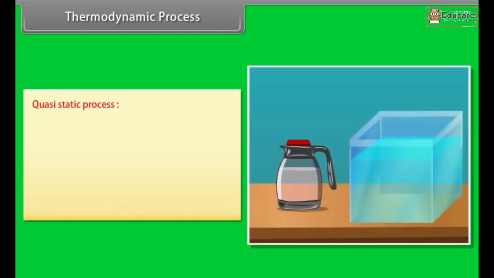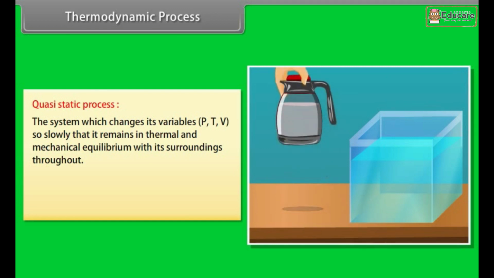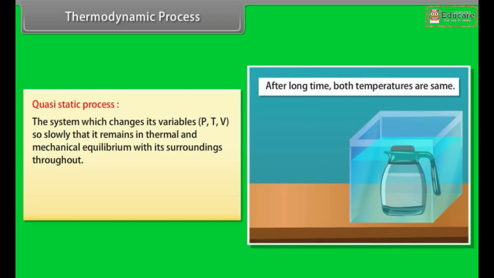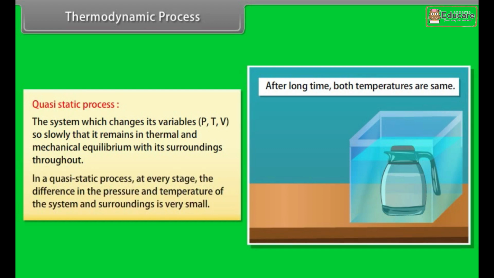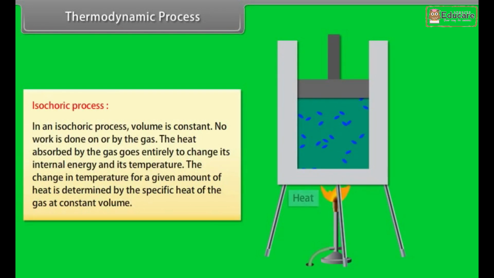Thermodynamic process. Quasi-static process. The system which changes its variables so slowly that it remains in thermal and mechanical equilibrium with its surrounding throughout. In a quasi-static process, at every stage, the difference in the pressure and temperature of the system and surrounding is very small. Isochoric process. In an isochoric process, volume is constant. No work is done on or by the gas. The heat absorbed by the gas goes entirely to change its internal energy and its temperature. The change in temperature for a given amount of heat is determined by the specific heat of the gas at constant volume.